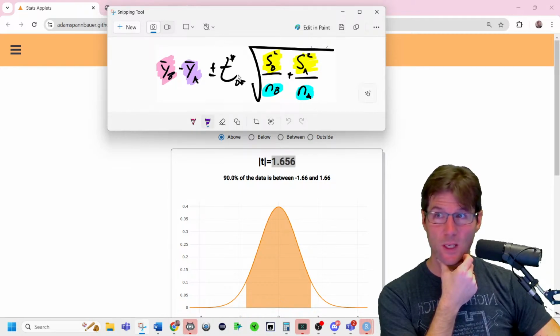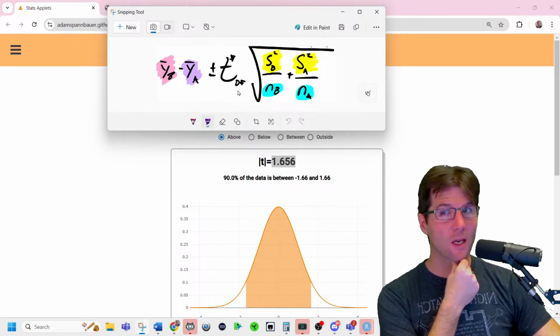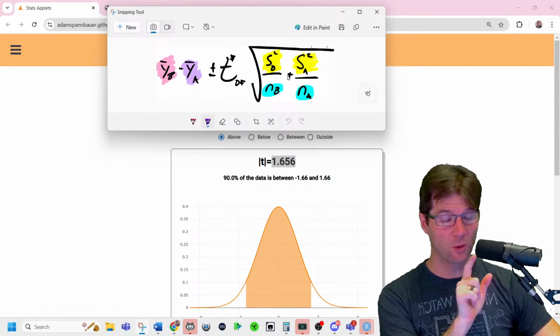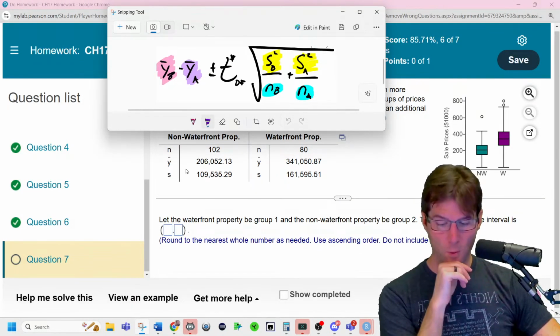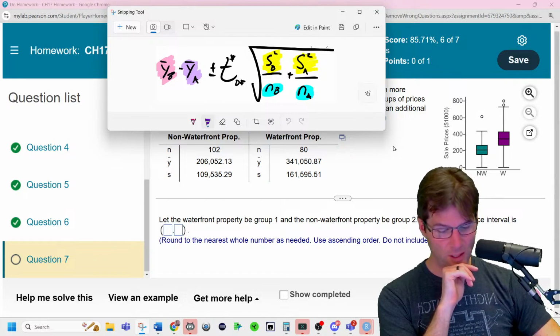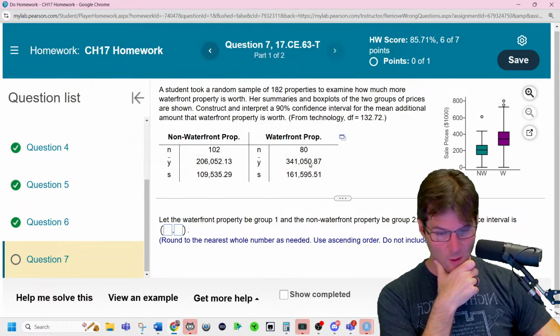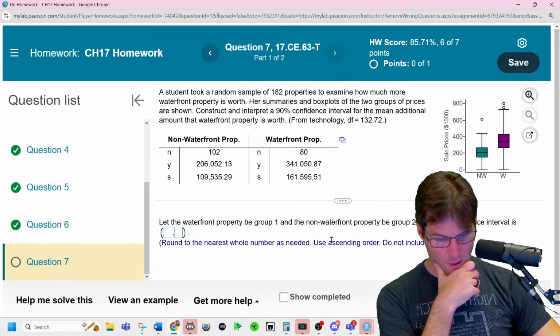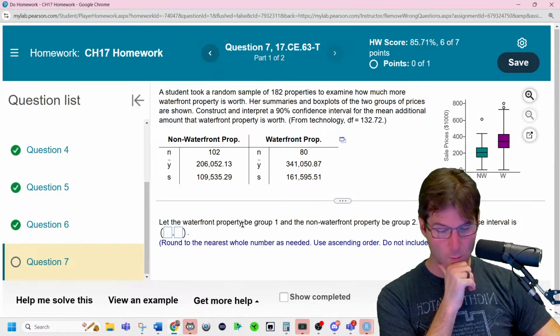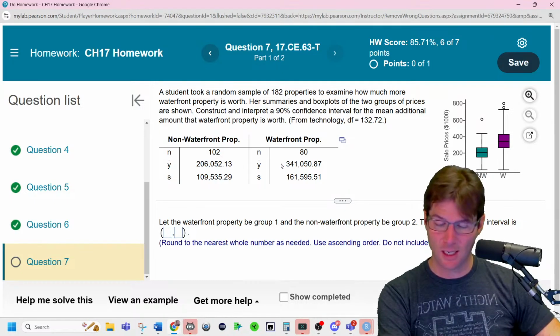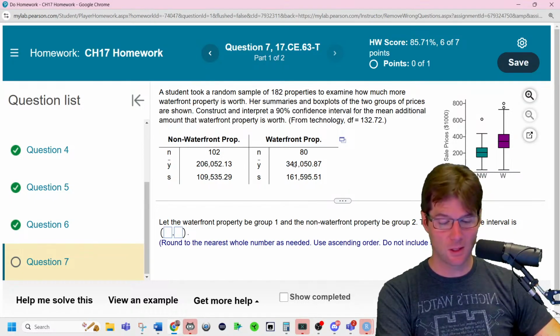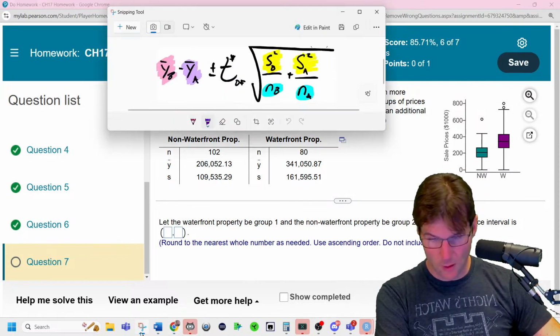Remember, the t is based on the degrees of freedom to tell you the shape, and we just did the last problem where we had to find the degrees of freedom. This one told us it. So actually, we know all the values. We know mean 1, mean 2. Now be careful. It says to set up your interval, let waterfront be group 1. So your difference is going to be positive or negative? Answer positive or negative in the chat, the difference between the means, because it says let waterfront be group 1.